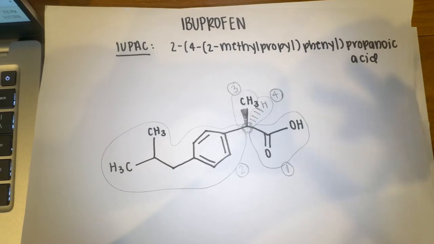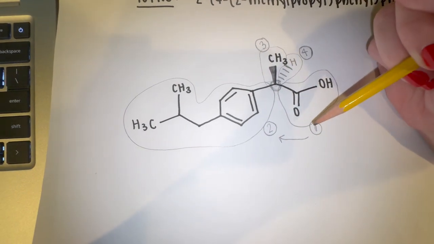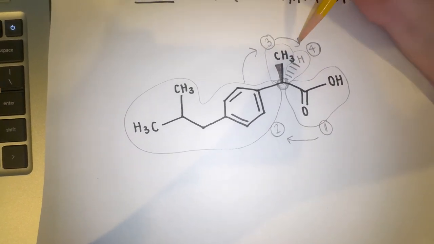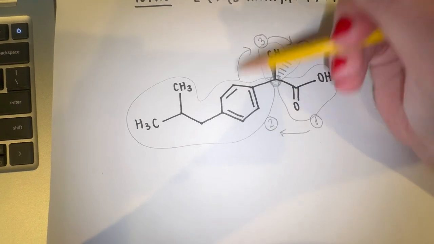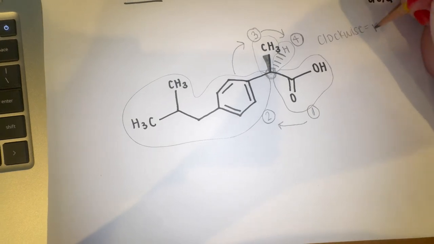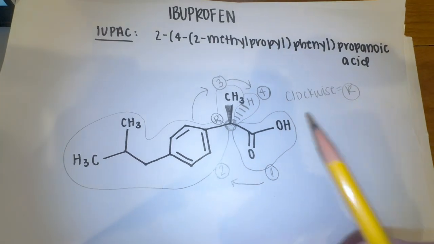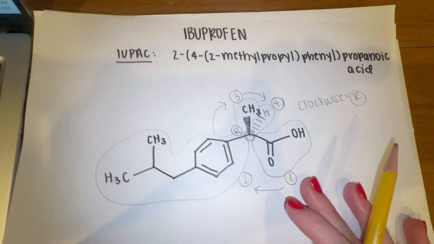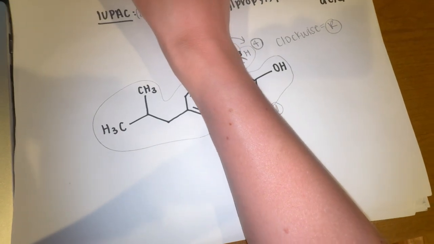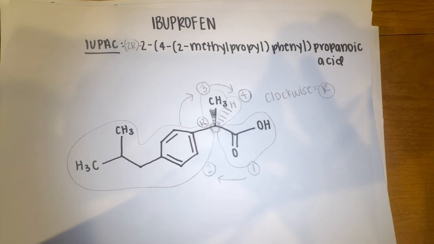All right, so now that we have them in order of priority, we are just going to take an arrow from the first group to the second and so forth until we get to the fourth. And this is going clockwise. So clockwise will be our configuration. All right, so now that we know the configuration is R, and we know that it is on the second carbon, that's where our chiral center is, we can go ahead and put at the front of this name (R) in parentheses, then dash, and then the rest of the IUPAC name.